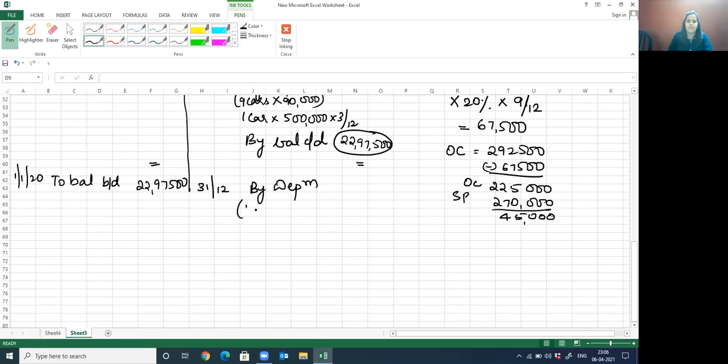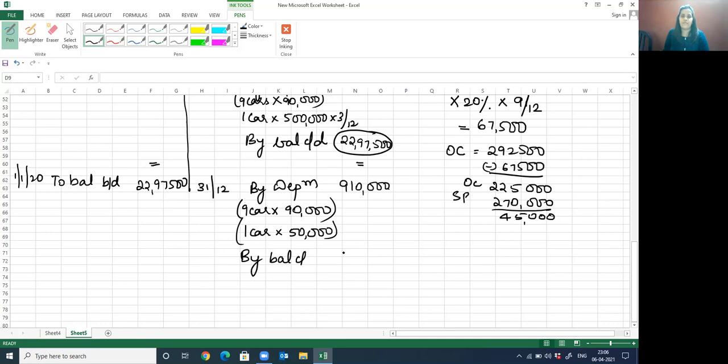So for 9 cars, we will provide at 90,000, and for 1 car, it will be 50,000, 5 lakh into 10%. Okay, so 8 lakh. So it will be 9,10,000. Any doubt till here? No. Okay, then we have to do by balance carried down. So you will get 13,87,500.